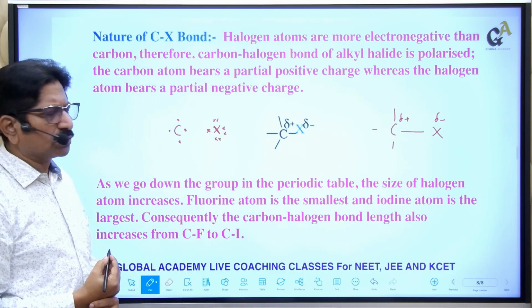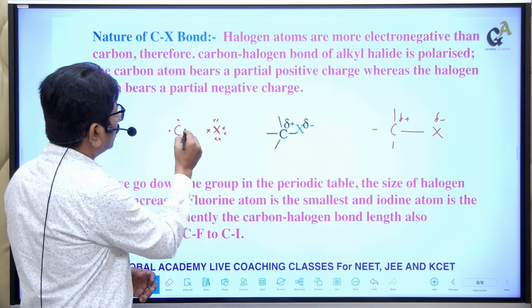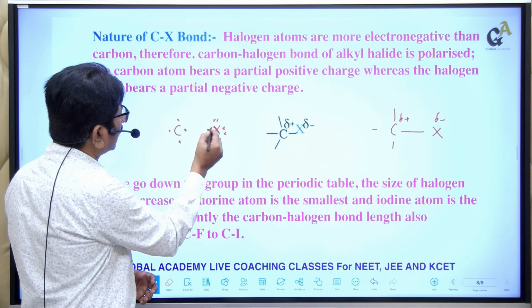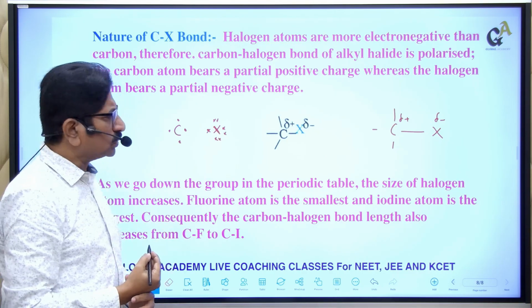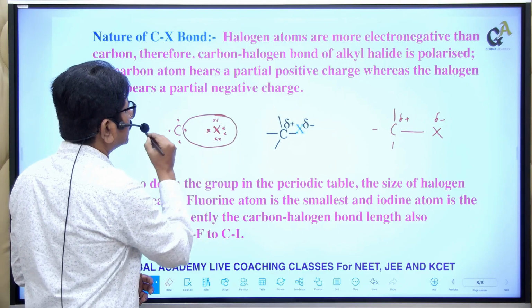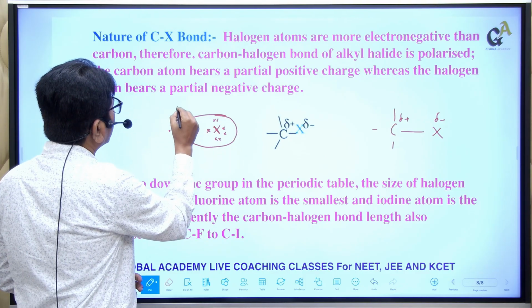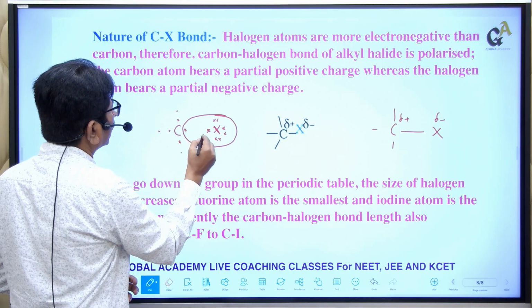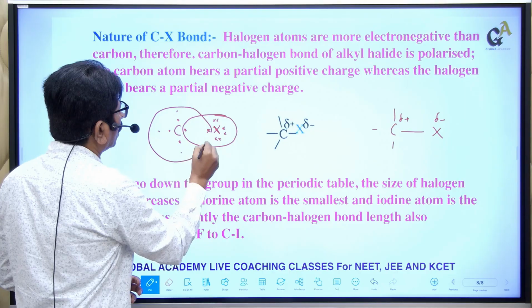Now, sharing of electrons takes place here. One is shared by the carbon, another is shared by the halogen, and hence it completes the octet rule like this. And here there is one more hydrogen, so in this way this also completes the octet rule.